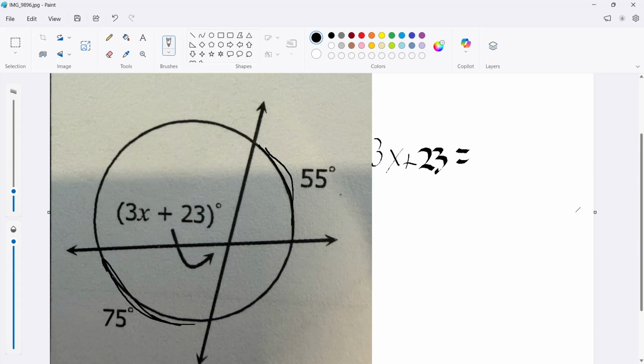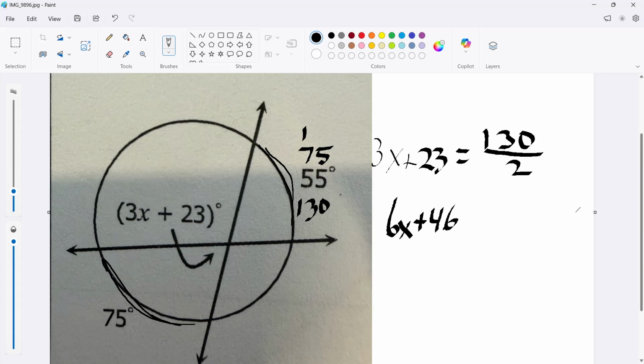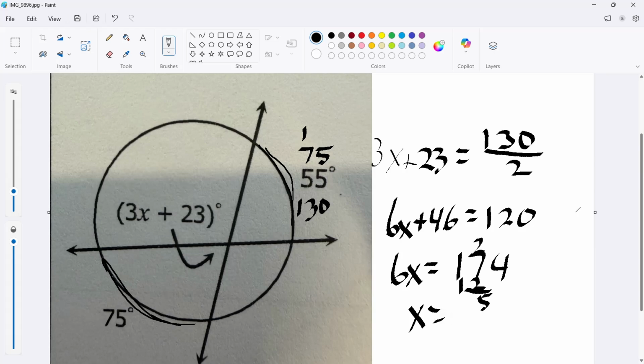What is that? 5 and 5 is 10, 7 and 5 is 12, 13, so 130 divided by 2. Let me just double check. Yes, okay. So I'll multiply both sides by 2. 6x plus 46 equals 130. 6x equals 130 minus 46, which is 84. And then x equals 84 divided by 6. 6 times 14 is 84. X equals 14.